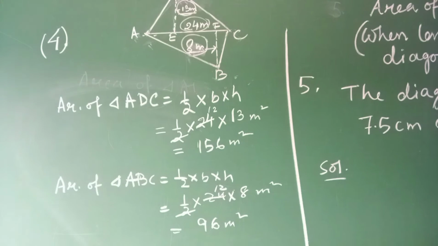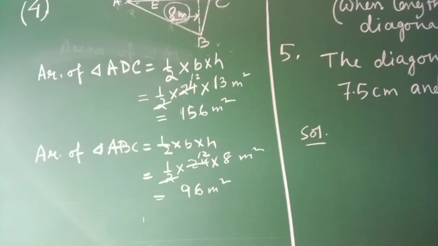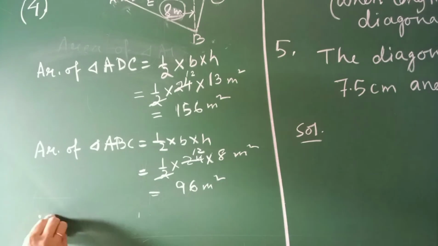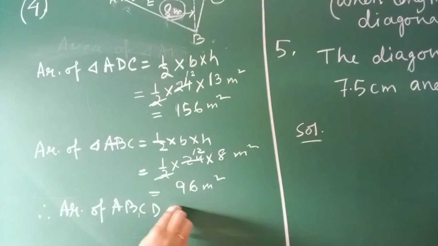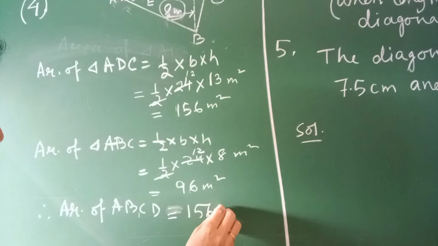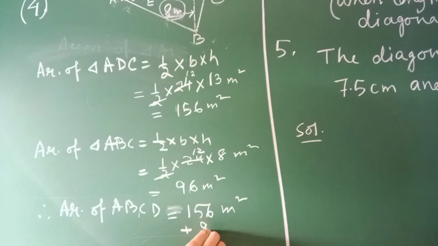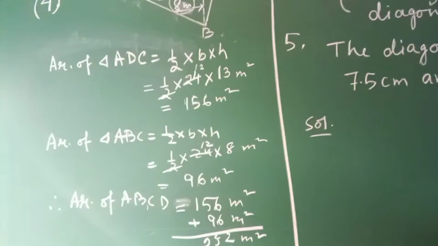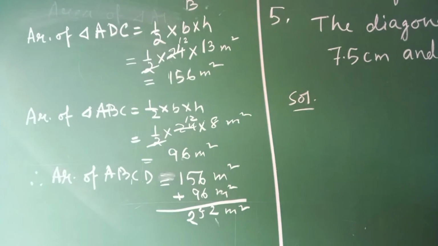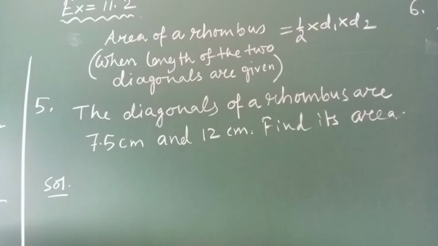Now the total area of this quadrilateral shaped figure is, therefore, area of ABCD equal to this plus this, equal to 156 plus 96 meter square. Add this, 252 meter square. 252 meter square. Can you see? So this is the total area of this figure. Come to the next question.